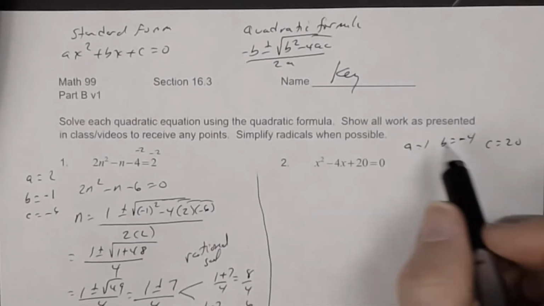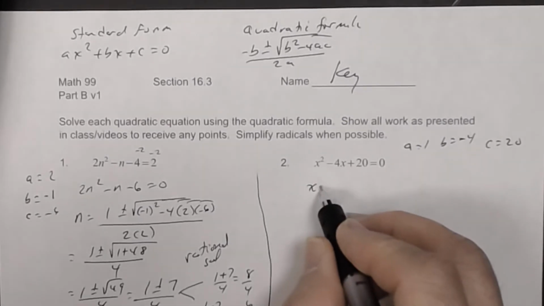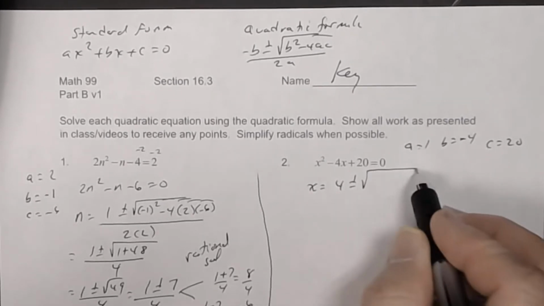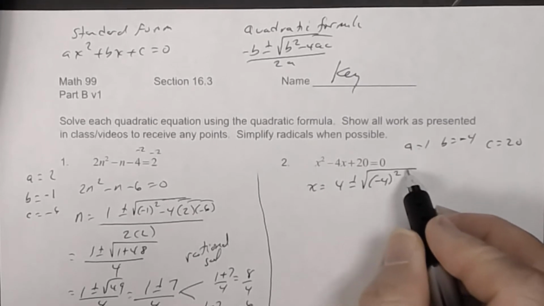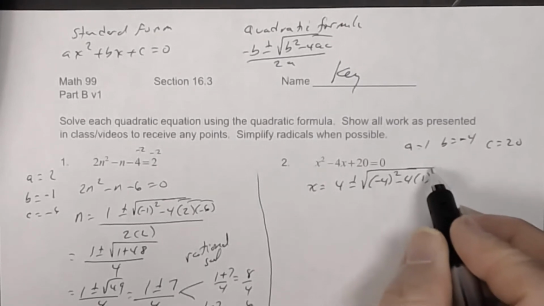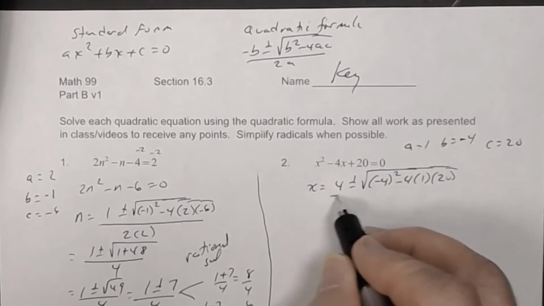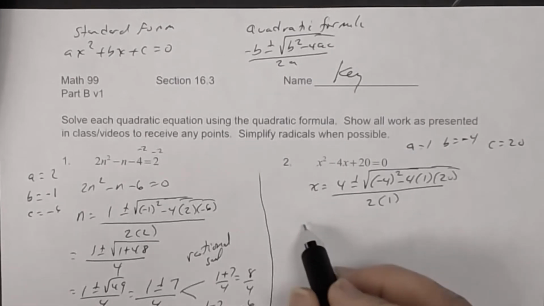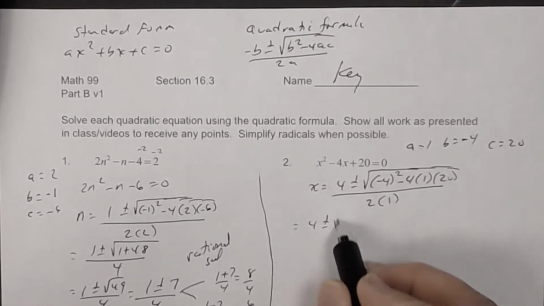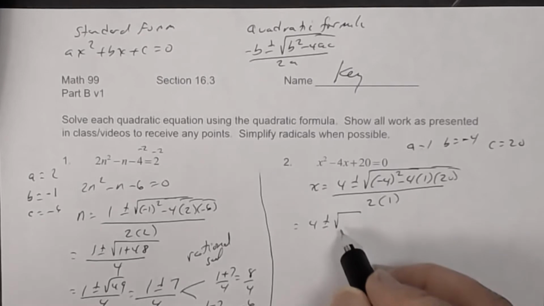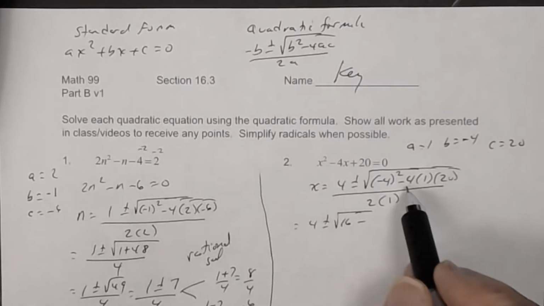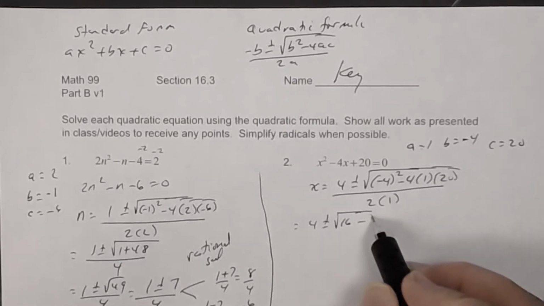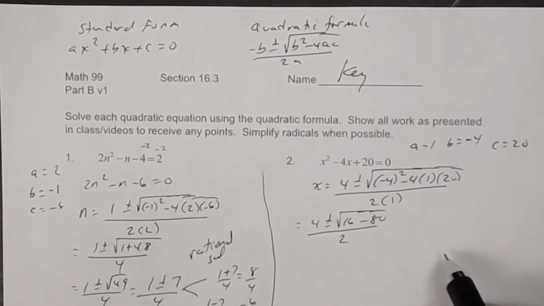So putting that into your formula, you get x equals the opposite of negative 4, which is a positive 4, plus or minus the square root of negative 4 in parentheses squared minus 4 times a times c, all divided by 2 times a, which is 1. So I get 4 plus or minus the square root of negative 4 times itself is 16 minus, okay, negative 4 times 1 times 20 is a negative 80, all divided by 2.